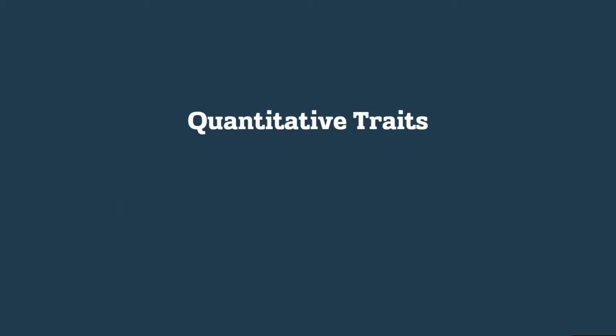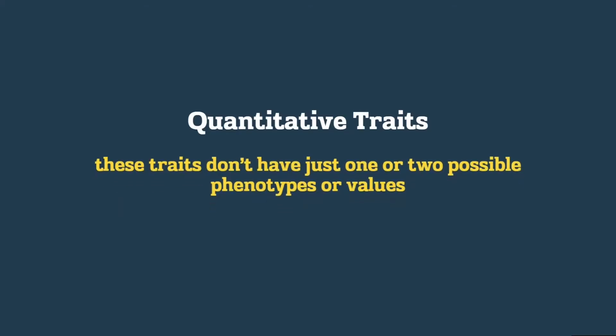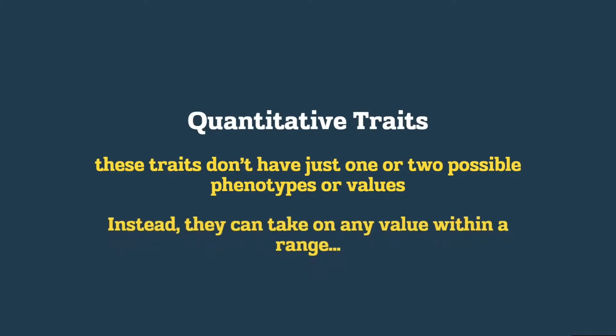Okay, so much about continuous variations. Let's continue with quantitative traits in general. So as I recall, these traits don't have just one or two possible phenotypes or values. Instead, they can take on any value within a range. So that is what I was specifying earlier. Like for example, how some cows can produce 10 liters of milk a day, 12 liters of milk a day, or others might produce 20 or more liters of milk.